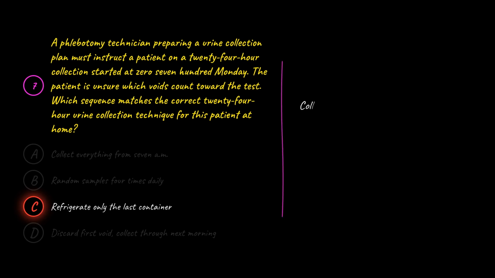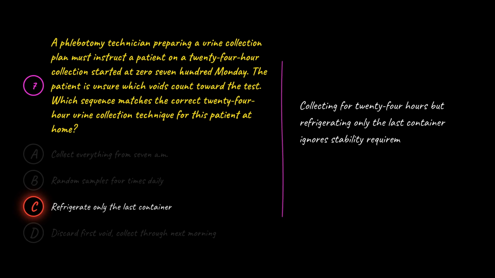C is wrong because collecting for 24 hours but refrigerating only the last container ignores stability requirements for the rest of the specimen. Most collections need refrigeration throughout, so partial refrigeration would degrade analytes during the collection period. The 24-hour urine collection exists because a single random sample can only tell you concentration, not how much of a substance the kidneys handled across an entire day.